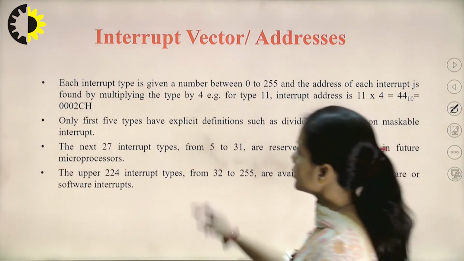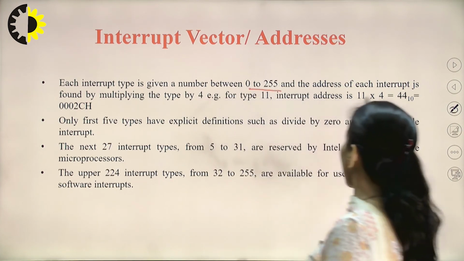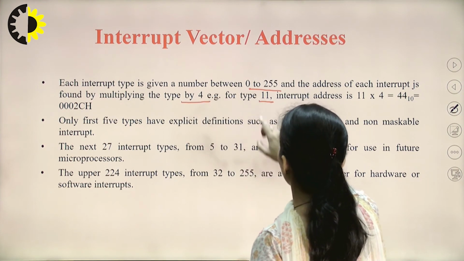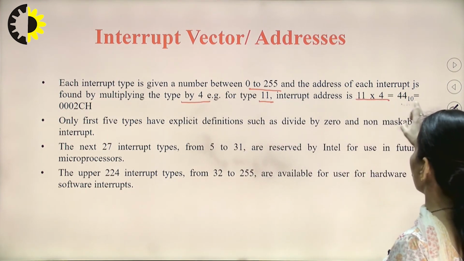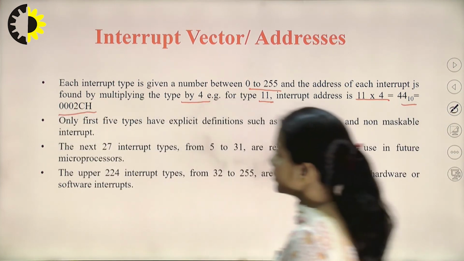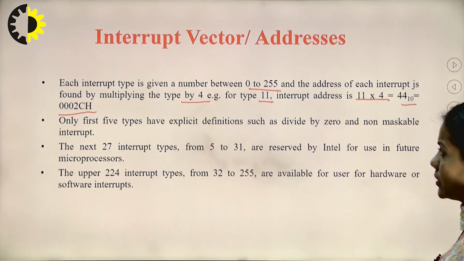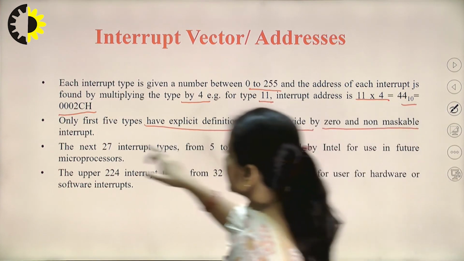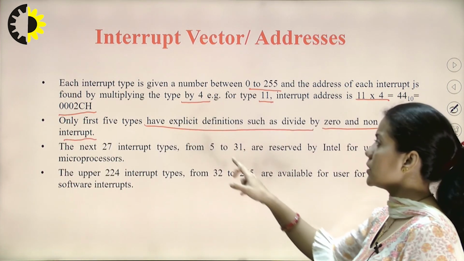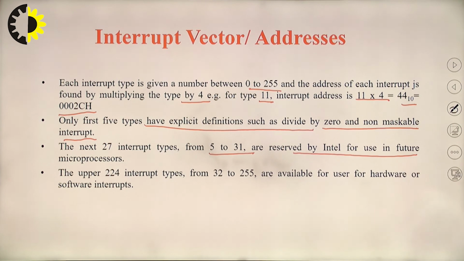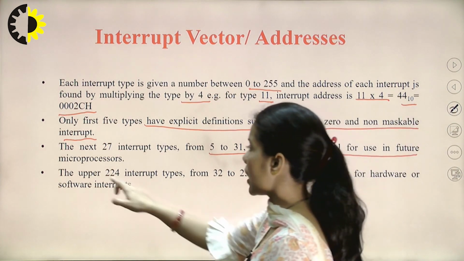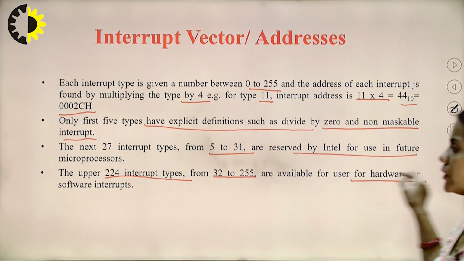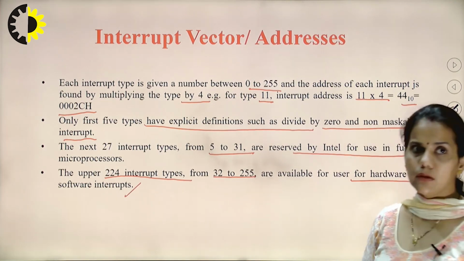Suppose each interrupt type is given a number 0 to 255, and the address of each interrupt is obtained by multiplying the type by 4. For example, for type 11, the interrupt address is 11 times 4, that is 44 in decimal, and the corresponding hexadecimal is 0002CH. Only the first 5 types have explicit definitions such as divide by 0 and non-maskable interrupts. The next 27 interrupts from 5 to 31 are reserved by Intel for use in future microprocessors. The upper 224 interrupt types from 32 to 255 are available for the user for hardware and software interrupts. These are the user available interrupts.